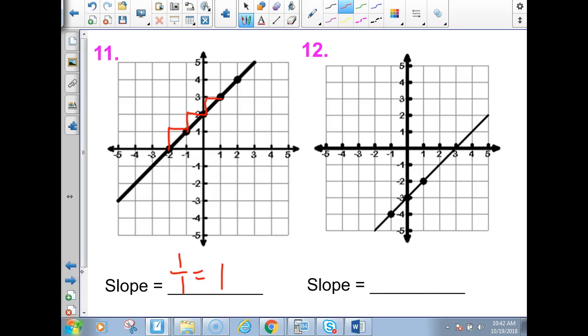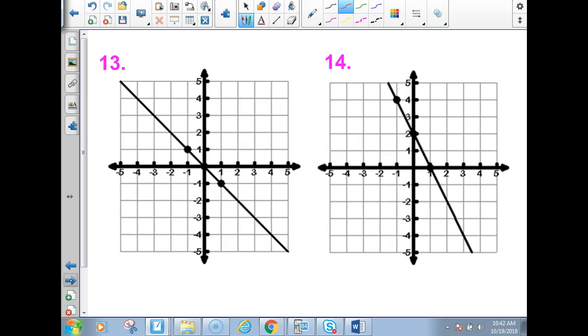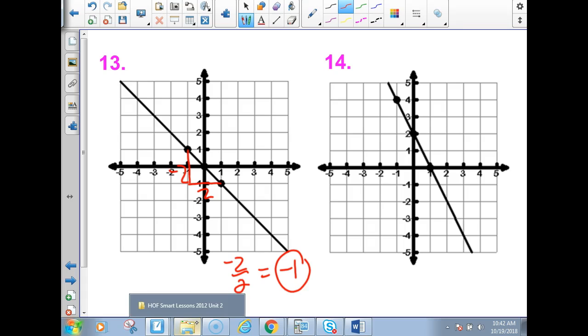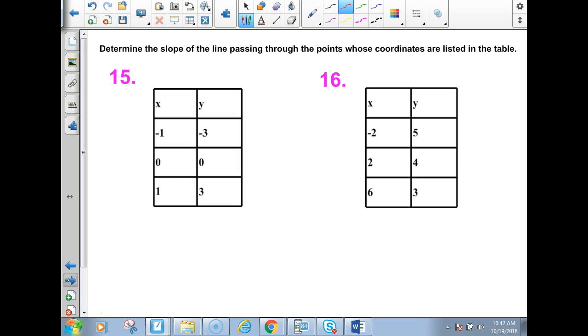All right, let's look at any other kinds on here. These are going to be negative slope because they're down. Down 2, right 2. Negative 2 over 2. And that's a negative 1 slope. That's important for us to be able to count these. We're going to be writing equations of lines from graphs and from points.